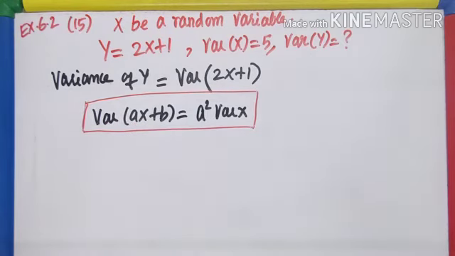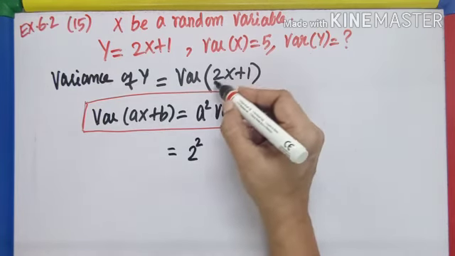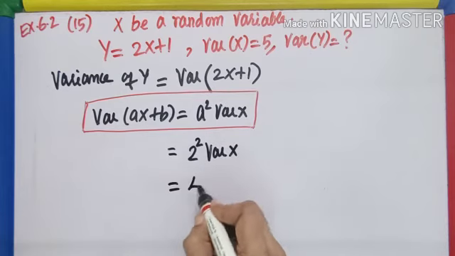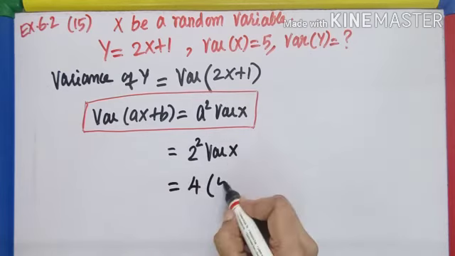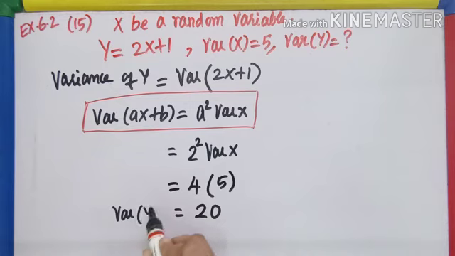So variance of 2x plus 1 will be 2 square, this x coefficient, 2 square variance of x. 2 square is 4, variance of x is 5, 4 into 5 equals 20. So variance of y, which is the question, is nothing but 20.